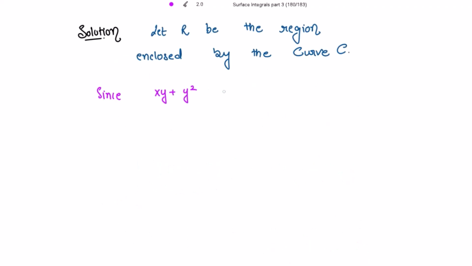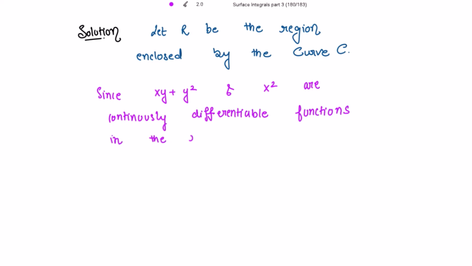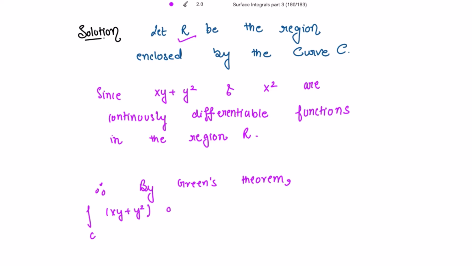Xy plus y square and x square are continuously differentiable functions in the region R, which we have taken. So therefore, by Green's theorem, the given integral, that is xy plus y square dx plus x square dy, is equal to the double integral over the region R.